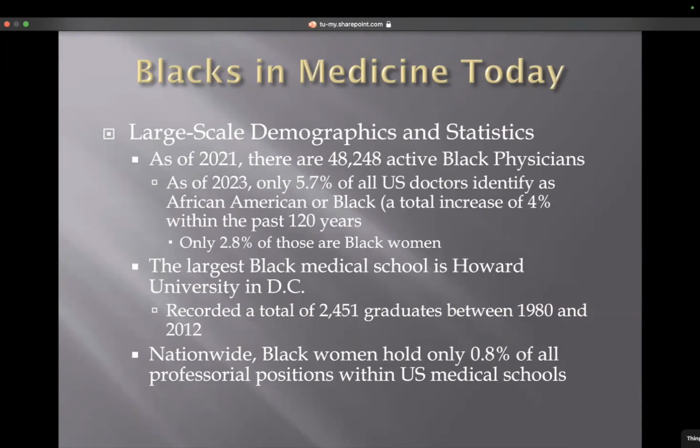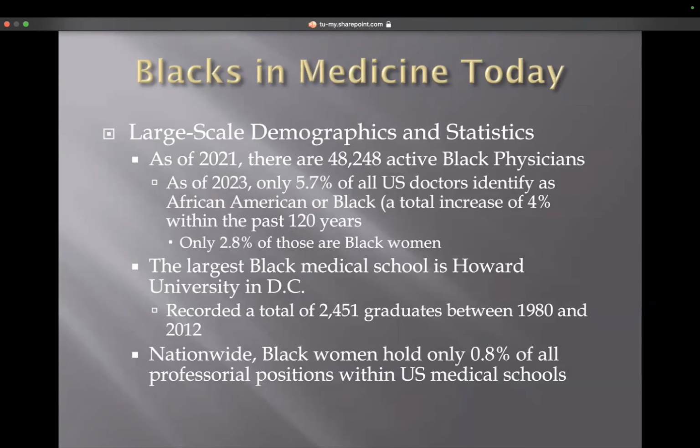Blacks in medicine today, we researched some large-scale demographics and statistics. We found that as of 2021, there are about 48,248 active Black physicians in the US. But as of 2023, only 5.7% of all US doctors identify as either African American or Black, which is an increase of 4% in the past 120 years. We also found that of that 5.7%, only 2.8% are Black women.